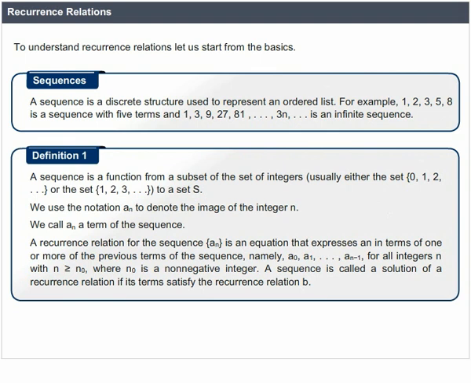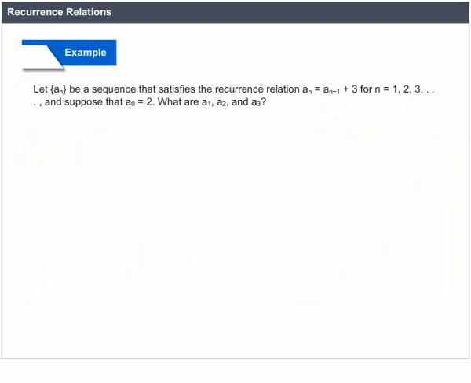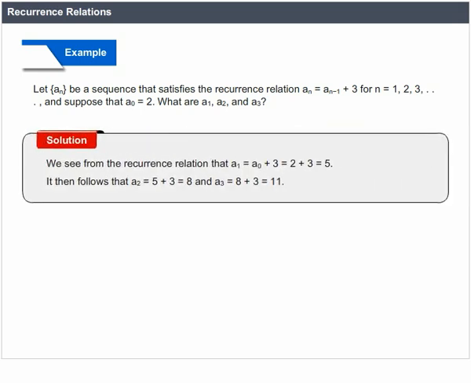A sequence is called a solution of a recurrence relation if its terms satisfy the recurrence relation. Example: Let a_n be a sequence that satisfies the recurrence relation a_n = a_(n-1) + 3 for n = 1, 2, 3, and suppose that a_0 = 2. What are a_1, a_2 and a_3? Solution. We see from the recurrence relation that a_1 = a_0 + 3 = 2 + 3 = 5. It then follows that a_2 = 5 + 3 = 8 and a_3 = 8 + 3 = 11.